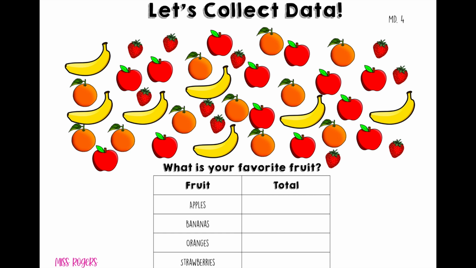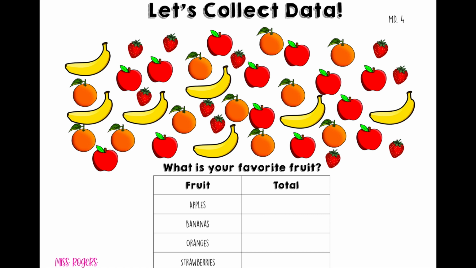Hi rock stars, this is Miss Rogers and today we are going to work on standard MD.4, which is collecting and analyzing data. Our main focus today will be analyzing data, but before we can do that, let's collect data. There was a survey that asked people what is their favorite fruit, and here are the results. Each piece of fruit represents one vote. Count with me as we determine how many people voted for each fruit.